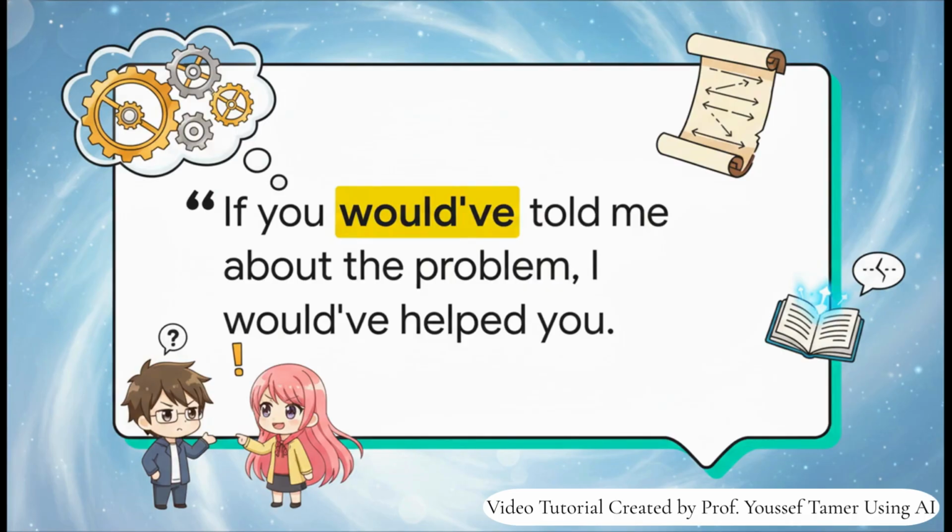According to standard English grammar, placing would have inside the if clause is totally incorrect. It should be if you had told me. But our source notes that in casual, informal speech, a lot of native speakers use this broken structure all the time. It's really important for you to know the strict rule for writing in formal situations, but it's equally important to recognize this broken rule when you're just listening to everyday conversation.